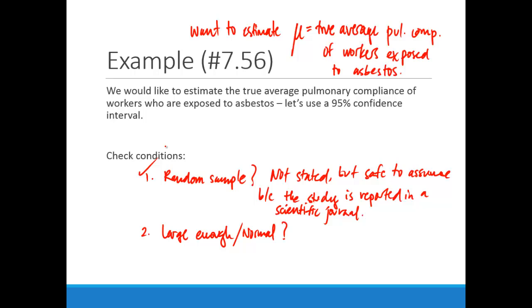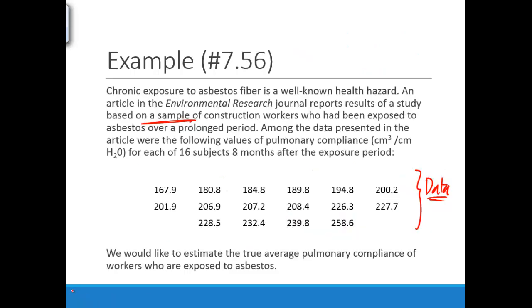The next thing I need to check is, well, we can think about, is the distribution normal, or is my sample size large enough? Again, if your sample size is bigger than 30, you're sort of good to go regardless, right? But here n equals 16 is, of course, less than 30. And are we told anything about the population distribution? So what's the distribution of the pulmonary compliance of these folks who have been exposed to asbestos? Not told anything, right? Doesn't say the distribution of pulmonary compliance is normal.